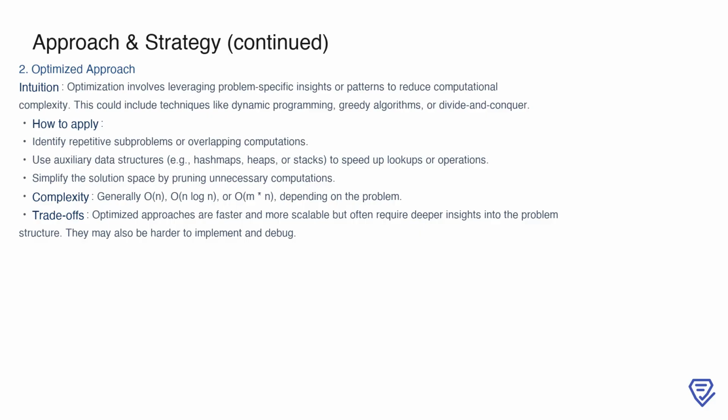Using auxiliary data structures, such as hash maps or heaps, can also speed up operations, and pruning parts of the solution space helps simplify the problem further. These optimizations typically result in time complexities like n log n, or m times n, depending on the approach. While faster and more scalable, optimized solutions often require a deeper understanding of the problem structure and can be more challenging to debug and implement.